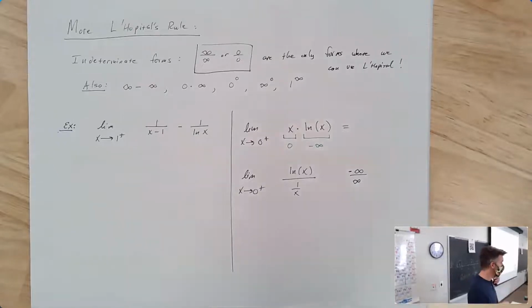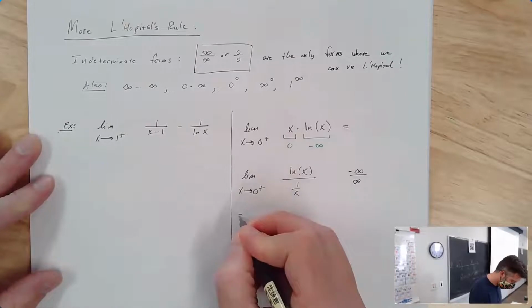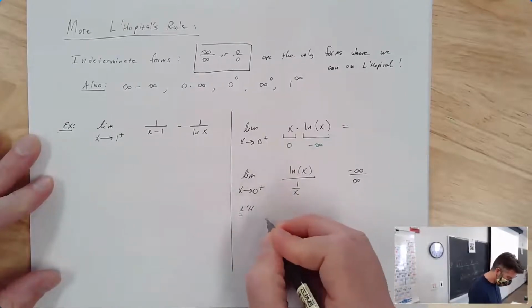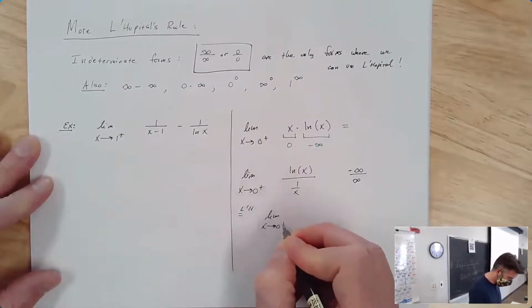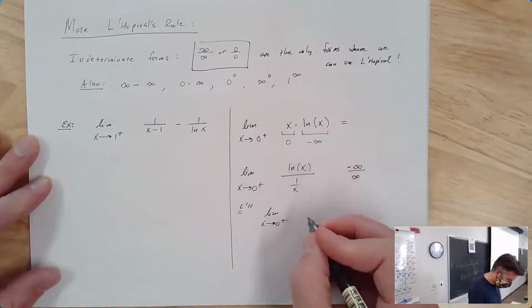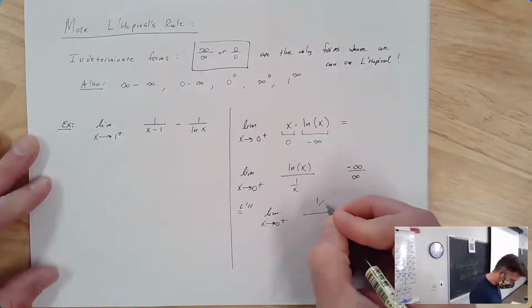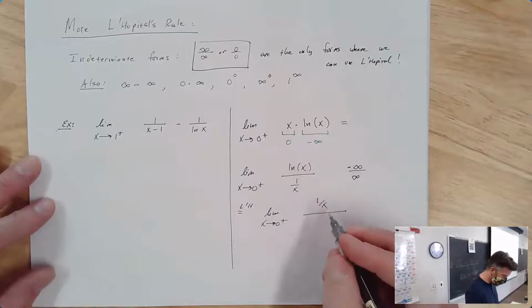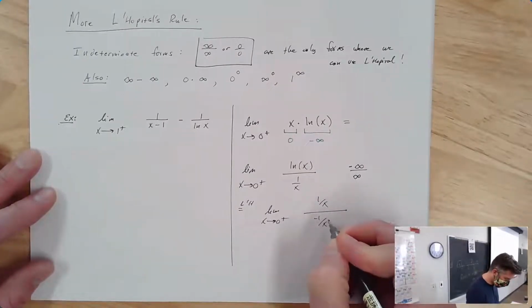Now we can use L'Hopital's rule, right? We've got the right thing. We can apply the rule. So we're going to do L'Hopital. It's going to be the limit as x goes to 0 from the right. The derivative of the natural log of x is 1 over x. The derivative of 1 over x is negative 1 over x squared.